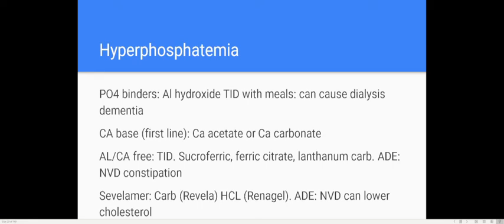You also have sevelamer, where the carbonate form is Renvela and the hydrochloride form is Renagel. Side effects from this are nausea, vomiting, diarrhea, and it can lower the cholesterol. Really, maybe you'll be asked on the brand name here, like sevelamer carbonate is Renvela. I honestly don't know what to ask you other than when you use a phosphate binder, and picking the correct one, knowing calcium's first line.